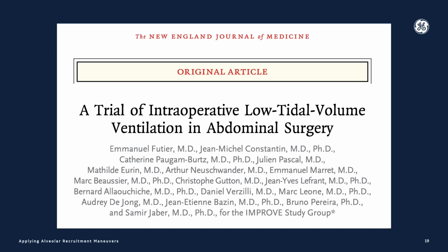In 2013, 50 years after Ben Dixon's publication, Futier et al. published this article in the New England Journal of Medicine looking at a trial of intraoperative low tidal volume ventilation during abdominal surgery. In this study, the high tidal volume approach was tested against a low tidal volume based approach that used periodic recruitment maneuvers to maintain alveolar patency.